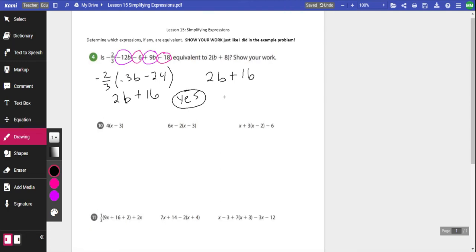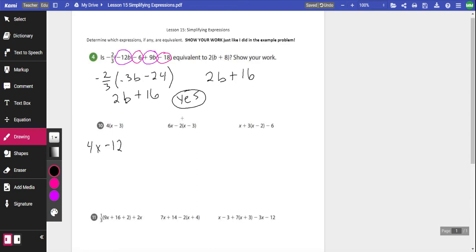In number 10, I want to figure out if any of these are equivalent to each other. So the first one really just has me start with distributive property, right? So I can do 4 times x, which is 4x, and 4 times minus 3, which is negative 12.